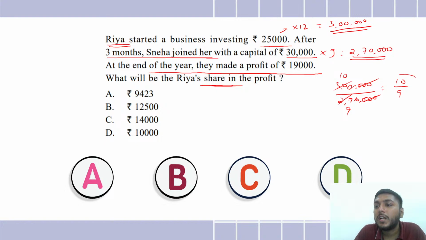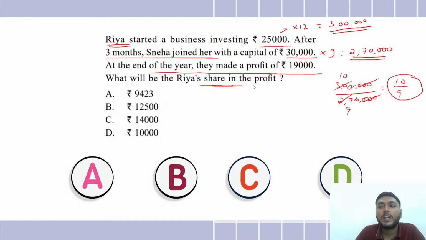So now the share of Riya is 10. Out of total shares, how many are there? Can you tell me total shares? Tanmay is getting a different answer. 9,000. Let us see how we are getting 9,000.